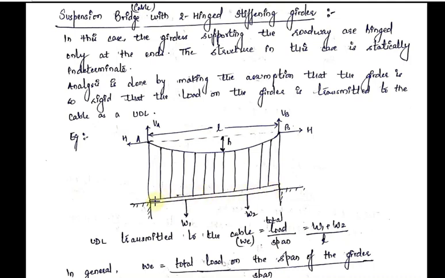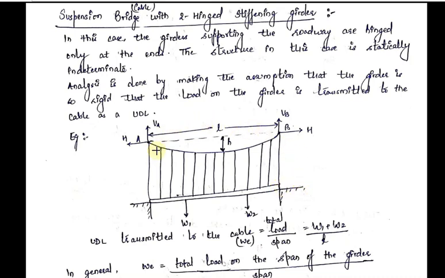This type of structure is known as stiffening girder. Now this stiffening girder, which is a truss-like structure, can be two-hinged as well as three-hinged. So in this lecture we are going to discuss the two-hinged stiffening girder. In a two-hinged stiffening girder there are two hinges provided at the two ends of the stiffening girder, one at this end and one at this end.